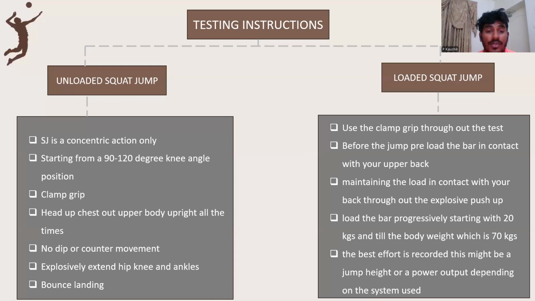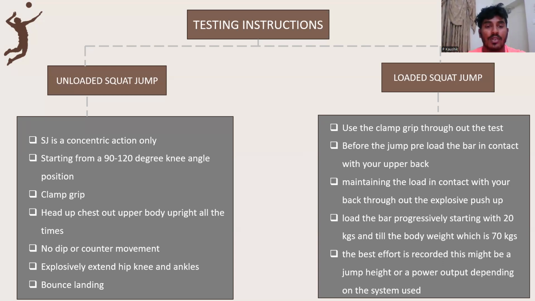Make sure the athlete is using the clamp grip on the bar or the dowel. The athlete is instructed to keep his head up, chin up, chest up, upper body always upright. Athletes should hold for 3 seconds before the jump to make sure that there is no stretch shortening cycle contribution to the jump. No dip or counter movement is permitted while performing the jump.